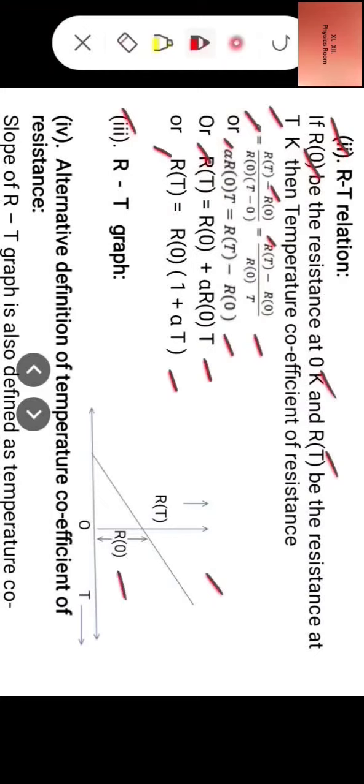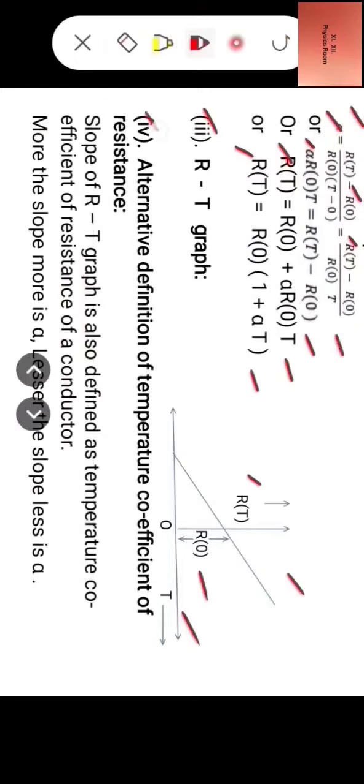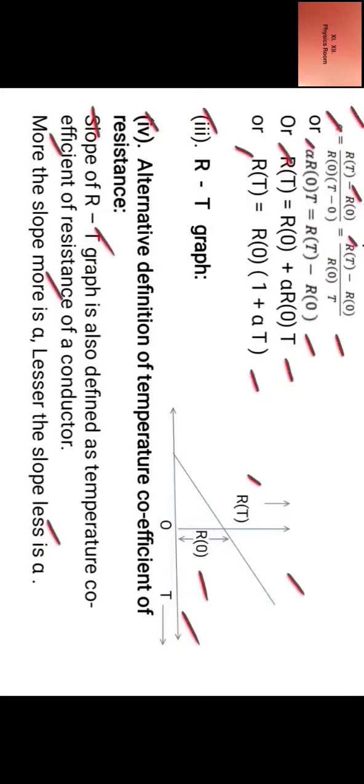This is R0, the intercept on the y-axis, and this is RT, and this is the temperature axis. The fourth, alternative definition of temperature coefficient of resistance. Now, the slope of the RT graph is also defined as the temperature coefficient of resistance of a conductor. More the slope, more is alpha. Lesser the slope, less is alpha.